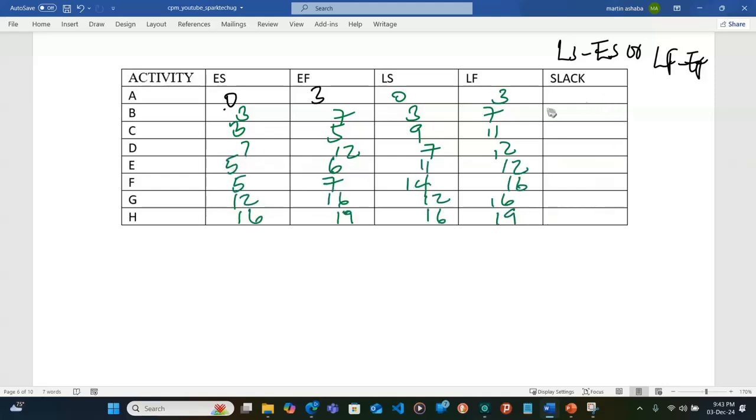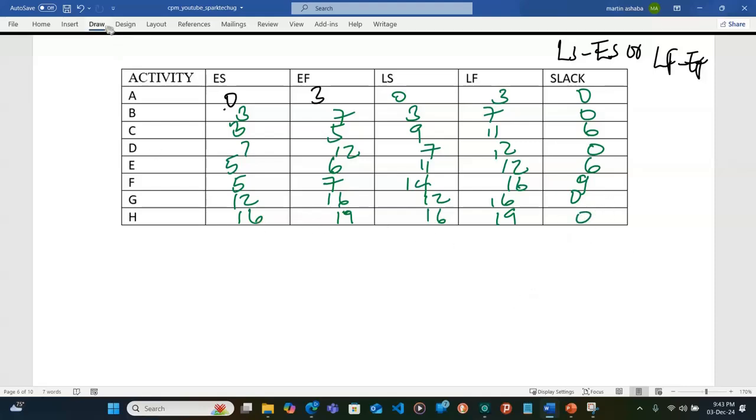So slack is going to be LS minus ES. 3 minus 3, that is 0. 9 minus 3, that is 6. 7 minus 7, that is 0. 11 minus 5, that is 6. Then we have 14 minus 5, that is 9. 12 minus 12, that is 0. Then 16 and 16, that is 0.